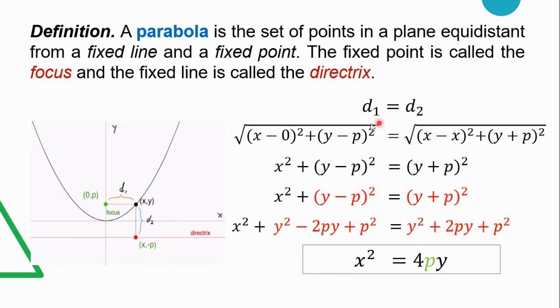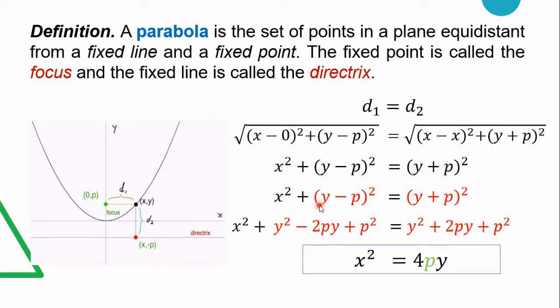So, we square them, to remove the square root sign and simplify. This one becomes 0. So, x squared plus the quantity of y minus p squared is equal to x minus x, which is 0. So what remains is the quantity of y plus p squared. So we are now going to expand the two.